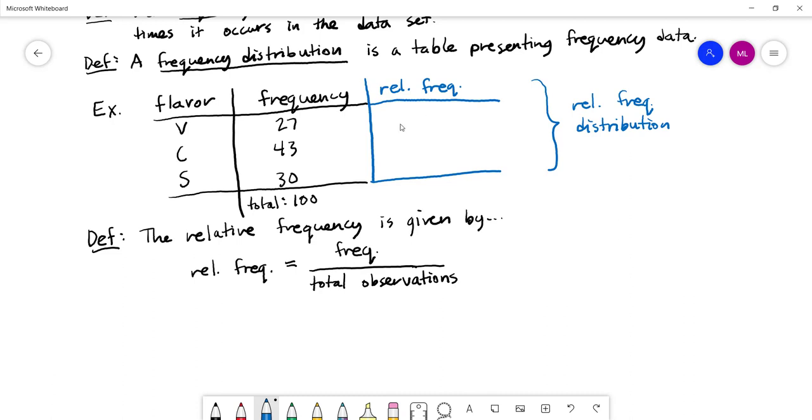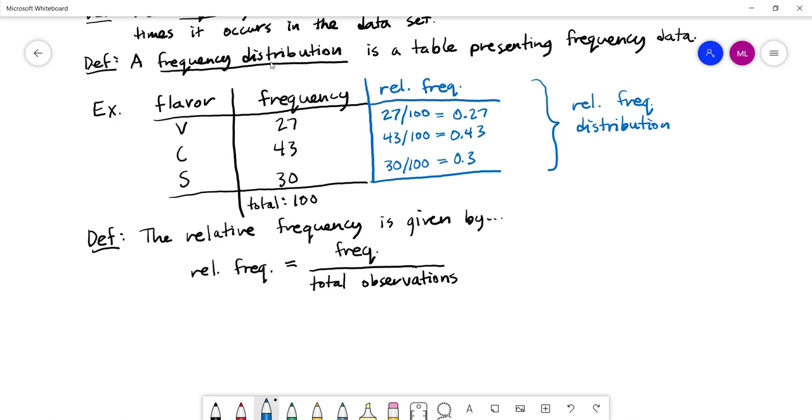And in this case, I just take the frequency and divide by the total number of observations. In this case, it's easy because the total number of observations was 100. We can hopefully do some of these calculations in our head. 27 out of 100 is literally 27%, but we will write it as a proportion, 0.27. And similarly, we've got 43 out of 100, which is going to be 0.43. That is the decimal equivalent of 43%, or the proportion. And then if we do 30 out of 100, we get 0.3. Or 0.30, but we can leave off that last zero if we want.